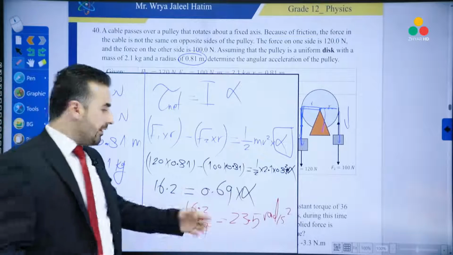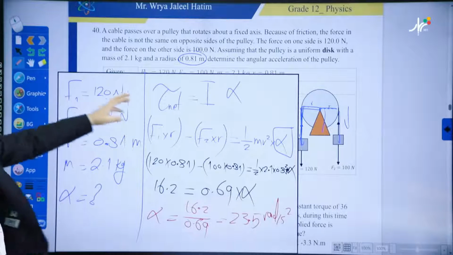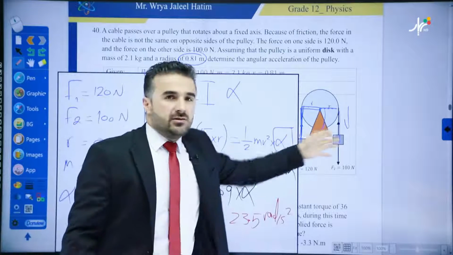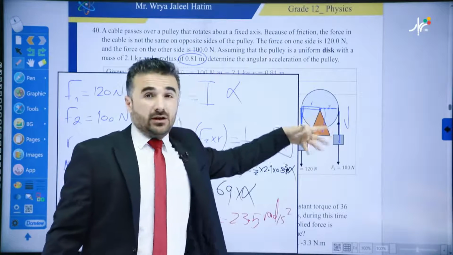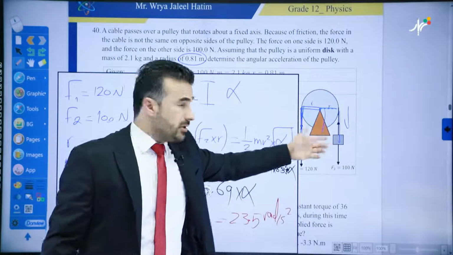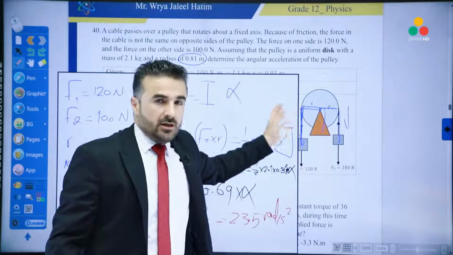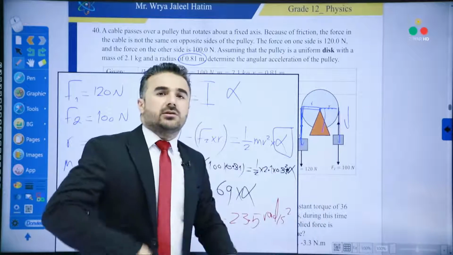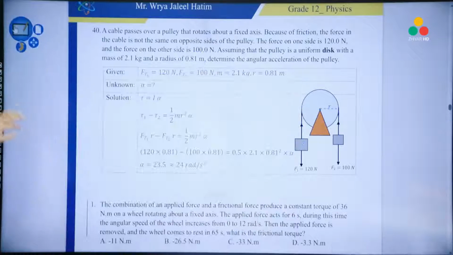Voila. All right, so I hope you understood how it is done. The key idea here is how to subtract these two. These forces try to rotate the pulley in opposite directions. So of course we will multiply each one of these by the radius to get a torque, and we subtract them because they try to turn the pulley in opposite directions.